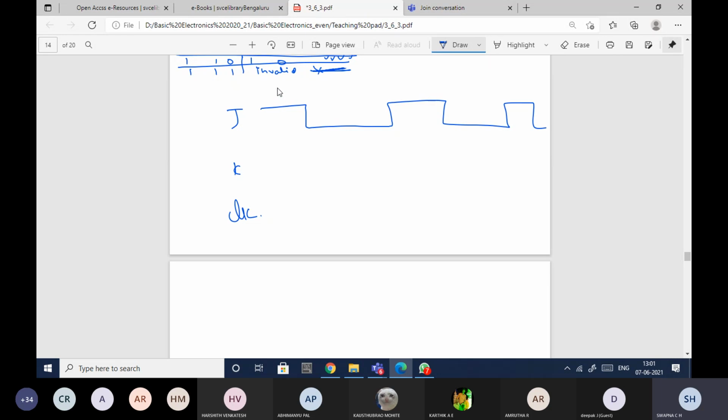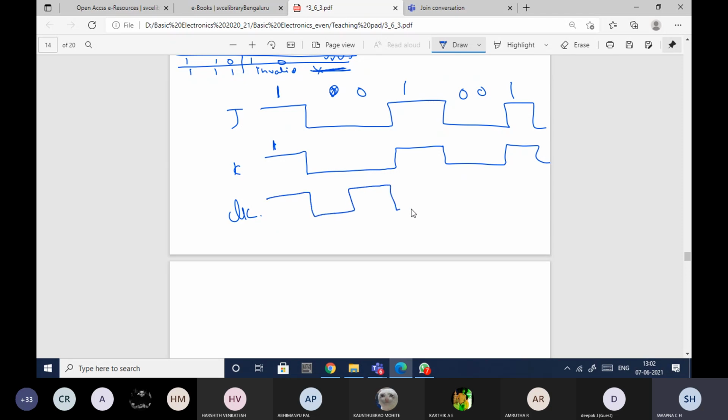Let me consider I have the signal, this input 1 0 0 1 0 0 1 like this. S values will take only 2 values, 0 and 1. Let me consider my S waveform is in this way, and some K waveform is in this way. So J is 1, K is 1. And let me take the clock signal also in this way. So what is happening here? J is 1, K is 1, and clock is also 1.